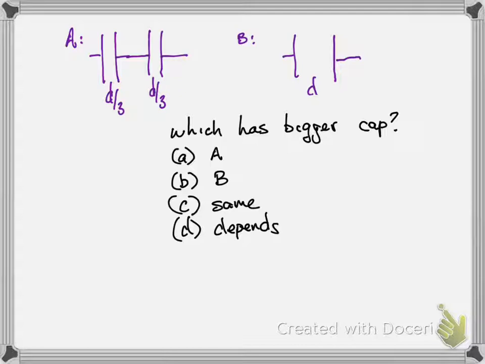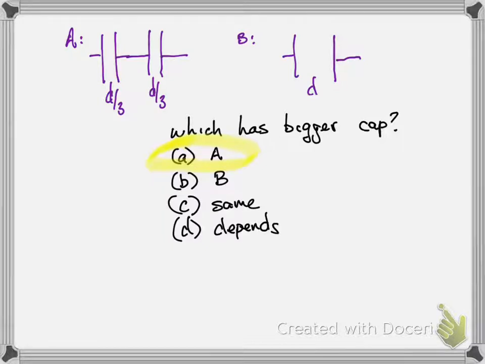Ready? Here comes my solution. System A must have a bigger capacitance. When the distances between the plates in system A added up to equal the distance between the plates in system B, they had the same capacitance. Now the plates are closer together in system A, and the sum of those two distances is less than in system B, and capacitance goes as 1 over d.